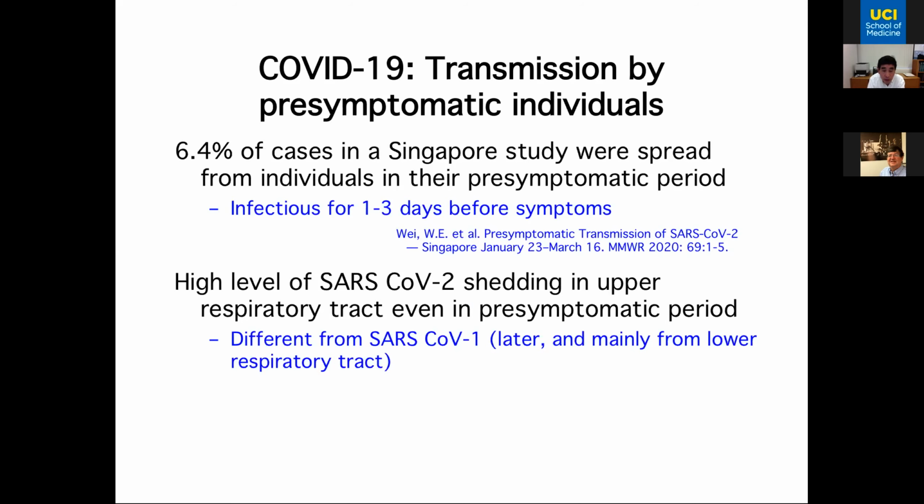We know that SARS-CoV-2 is shed in the upper respiratory tract even during this presymptomatic period, and this is very different from the original SARS virus, where the shedding is much later and is from the lower respiratory tract.